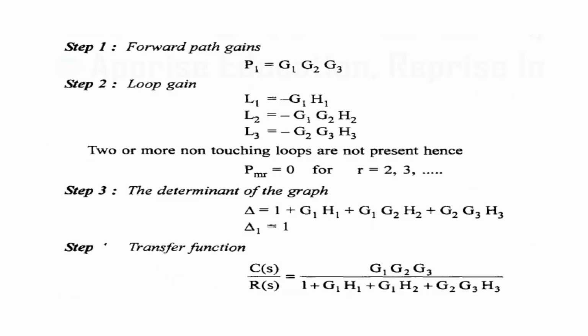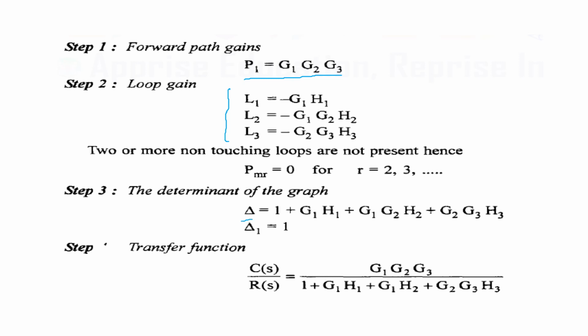So P1 is G1, G2, G3, one forward path, and I have 3 loops, L1, L2 and L3. When I compare L1 with L2 and L1 with L3, they both touch because they have a common gain, G1. When you compare L2 with L3, you have G2 as common. So all the loops touch each other, so there are no non-touching loops.